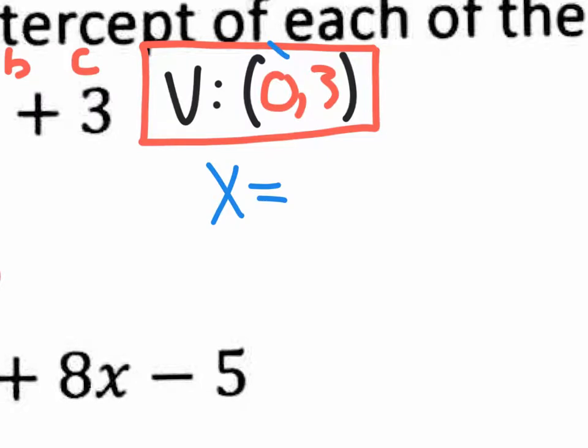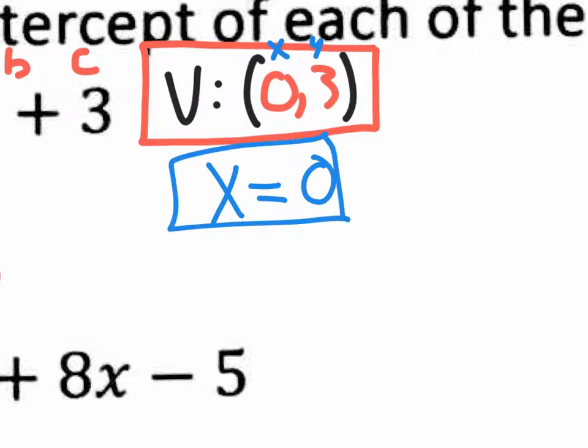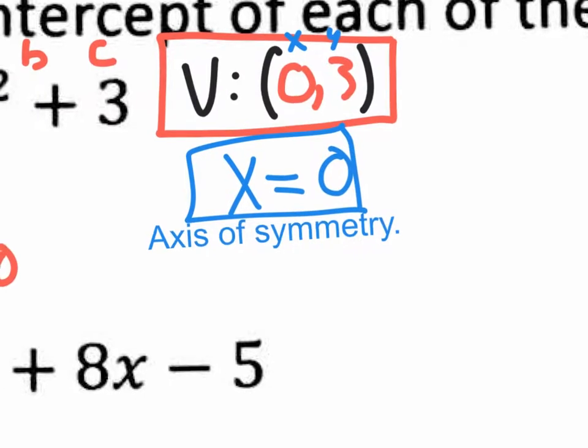Okay, so here's the x value of your vertex, and the y value of your vertex. x equals the x value of your vertex. Ladies and gentlemen, this is your axis of symmetry. It's always going to be x equals whatever the x value is of your vertex. If you had a 2 right here, it'd be x equals 2. If you had a 5 right here, it'd be x equals 5. The axis of symmetry, one last time, is always going to be the x value of your vertex.